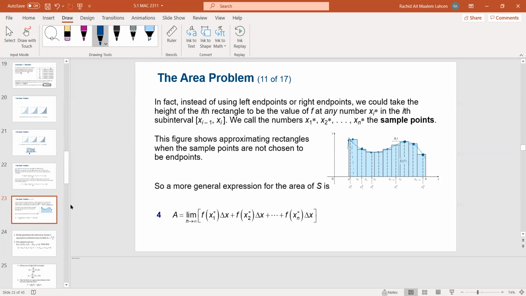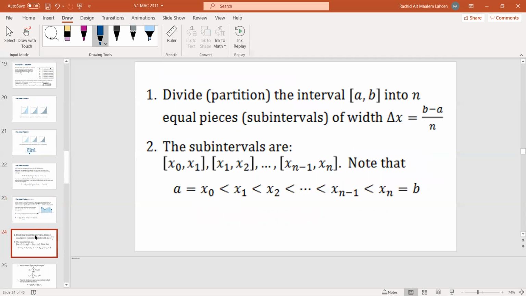So you can use the xi stars, and those are sample points, and they could work for each rectangle, maybe where it's intercepting the curve, and get the accuracy to a better form. In that case, the area is the limit. You see, not Rn, not Ln, but f of x star times delta x, the width.